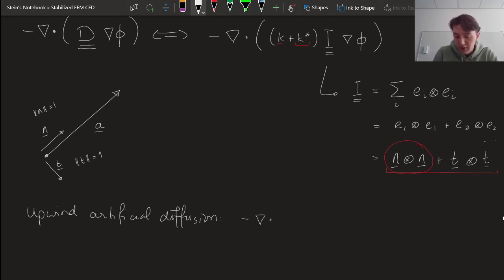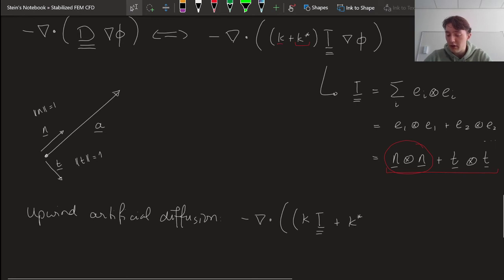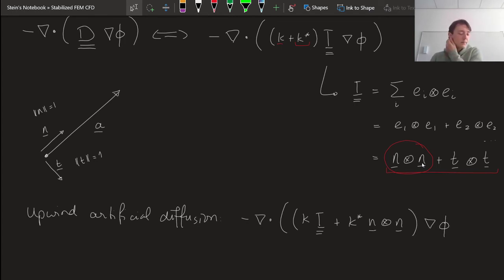is where we have minus the divergence of our physical kappa times the identity, right? That's still isotropic. Plus now this artificial diffusion, but not also in an isotropic sense, but only on this n tensor product n, I should say, times the gradient of phi. So that will only add artificial diffusion in the direction of the velocity.